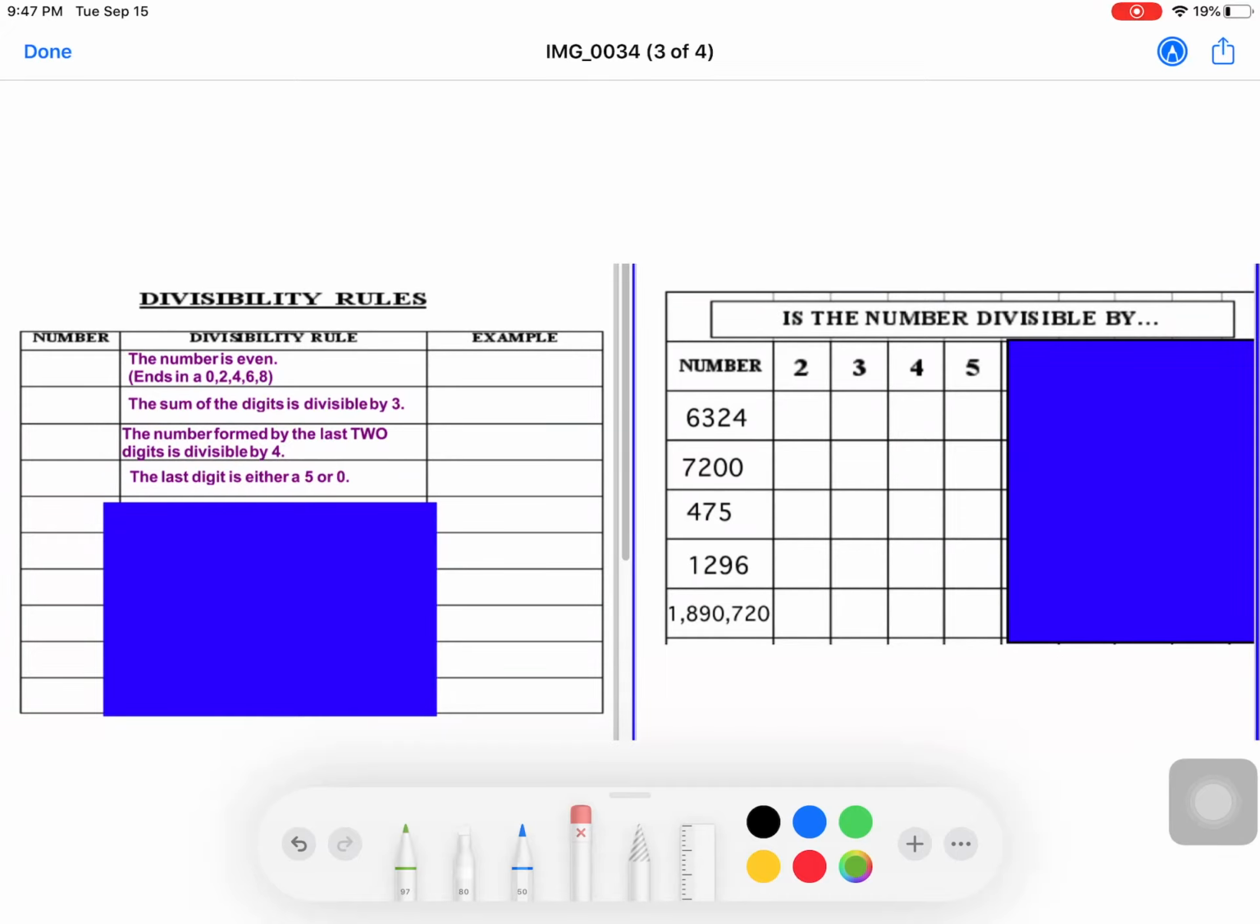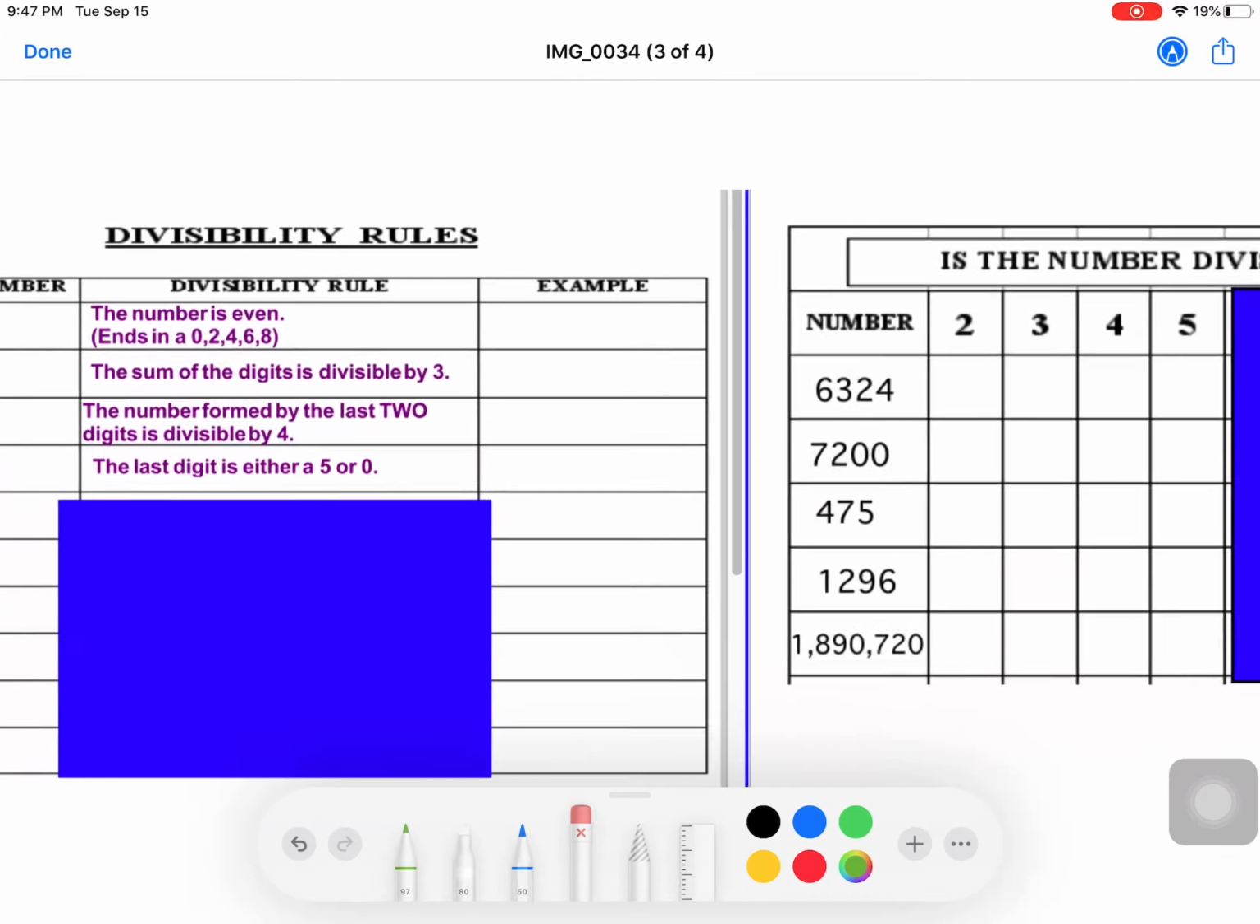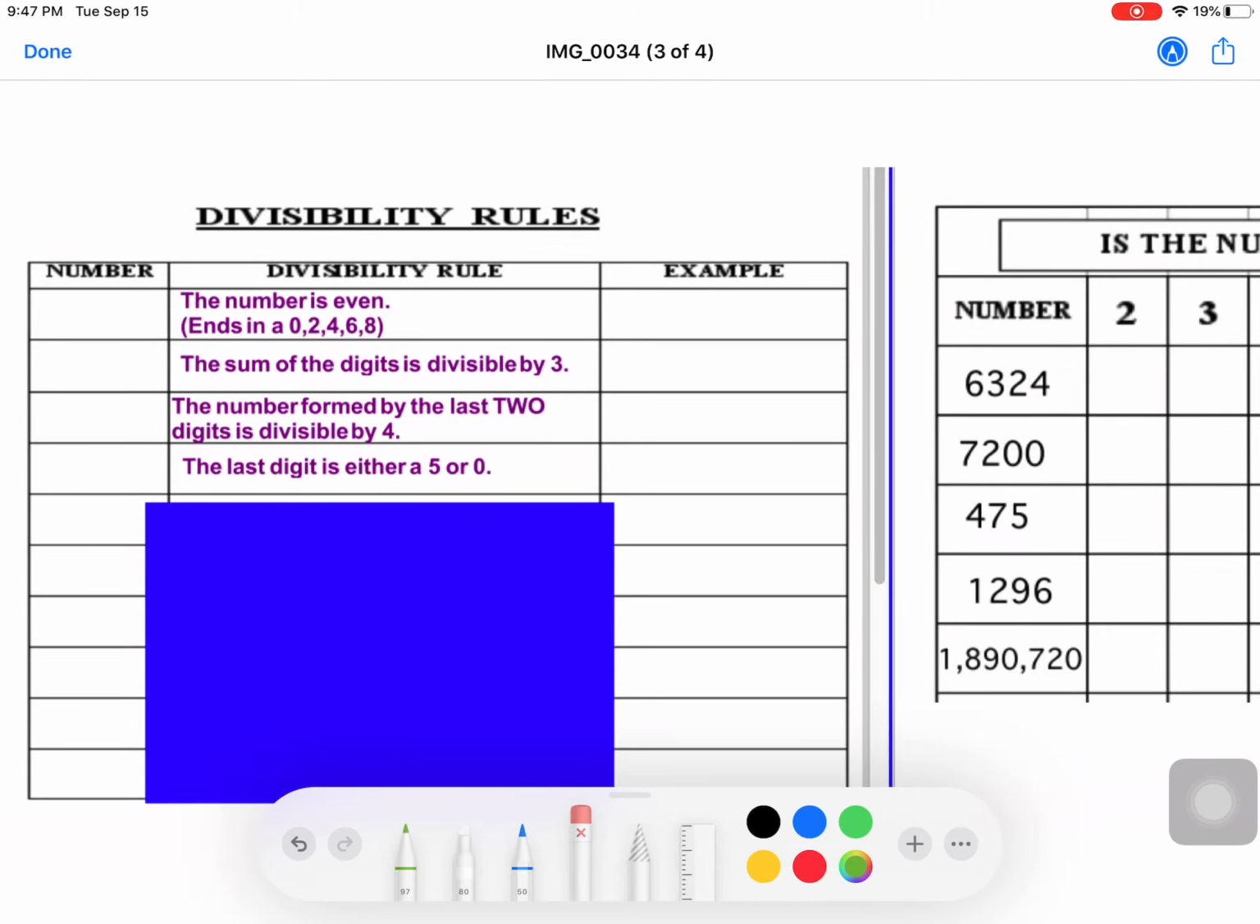So if I look at my notes over here, it says a divisibility rule, and this first one is the divisibility rule for the number 2. It says, in order for a number to be divisible by 2, meaning 2 goes in it evenly, nothing left over, no remainder, the number has to be even. And to be even, it has to end in a 0, 2, 4, 6, or 8.